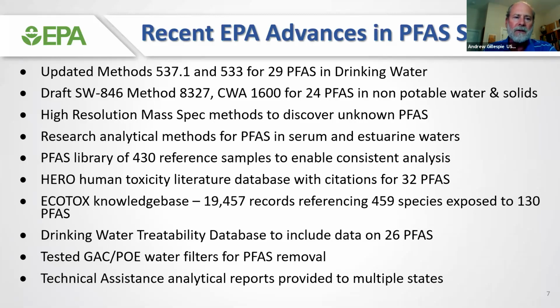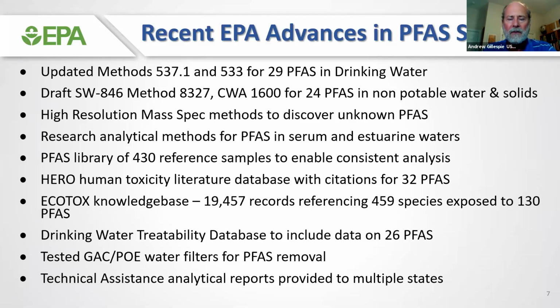We've done a lot of research in recent years on using high-resolution mass spectrometry to discover unknown PFAS. So unlike methods like 533 or 8327, where you have a list of analytes, non-targeted analysis allows you to discover PFAS that you don't know are in your sample.